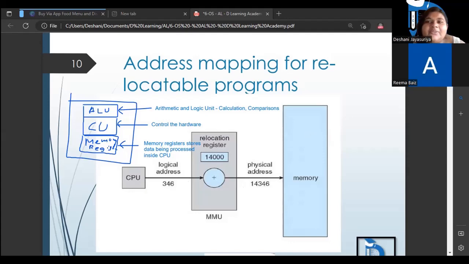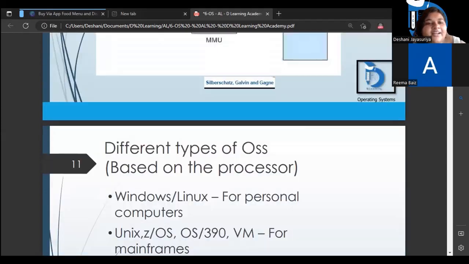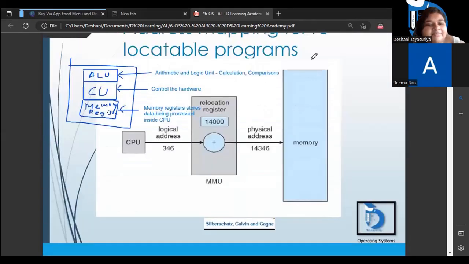Not much is actually required here, but to get a good idea about RAM, I think it is more important. What happens here is that there is a relocation register where you have the logical address and the physical address. These are two things. The physical address is in memory. If you are going to store something, it will be physically stored in a part like here, right?